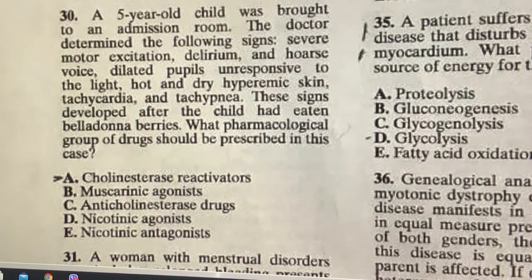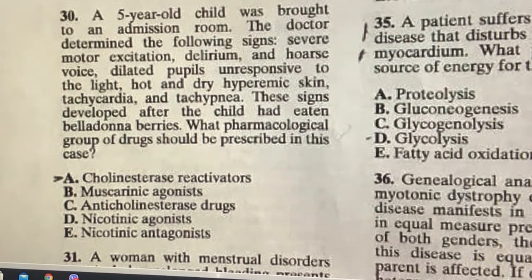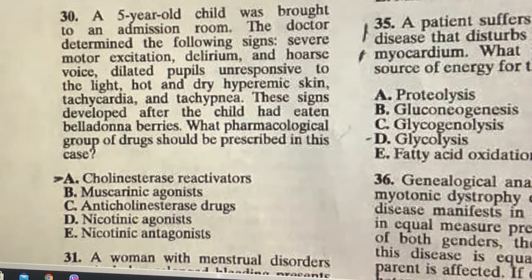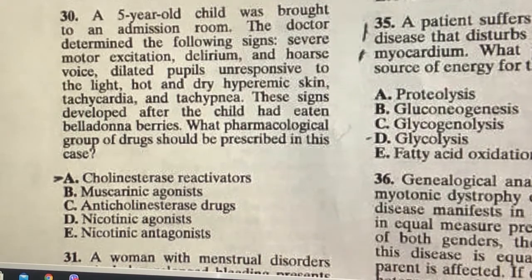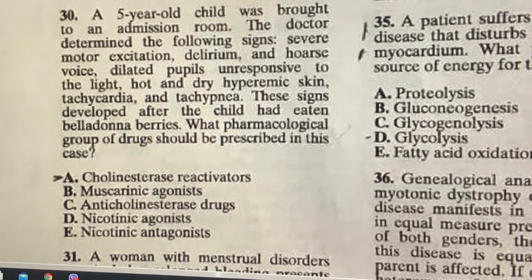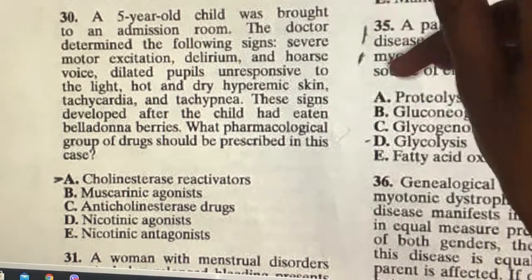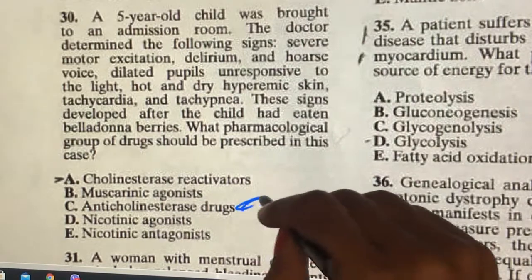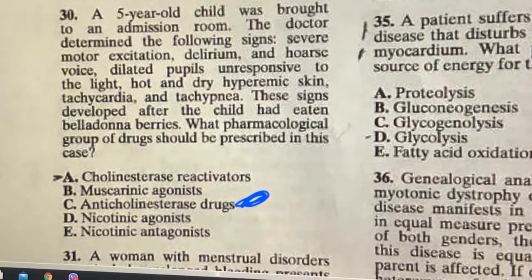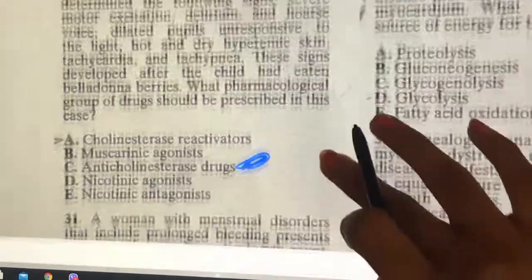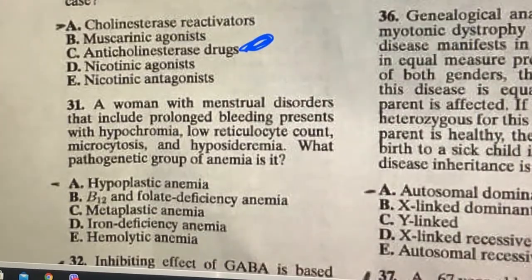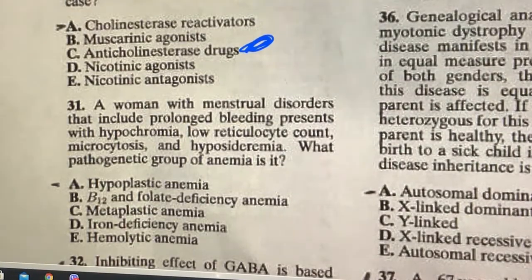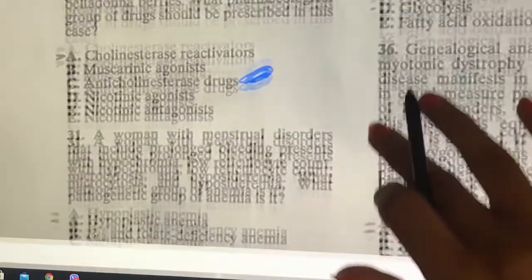So anticholinergic syndrome is there, so we should give a cholinergic drug. In these options we do not see any option like that, but they are confusing you. It is an indirect question. Option number C, anticholinesterase drugs, they have cholinergic effects. So option number C is correct. Anticholinesterase drugs are given for belladonna berries poisoning.